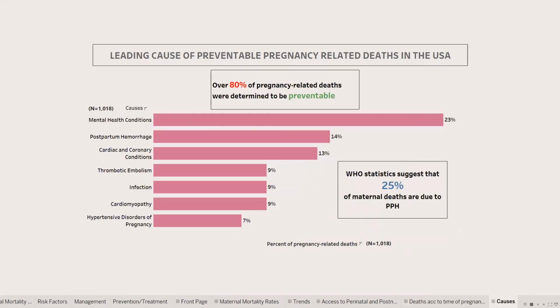As I mentioned earlier, over 80% of pregnancy-related deaths were determined to be preventable. Among those preventable pregnancy-related deaths, over half of the maternal deaths are attributable to mental health conditions and postpartum hemorrhage. According to WHO, postpartum hemorrhage is one of the leading causes of pregnancy-related deaths, affecting 3 to 10% of deliveries and accounting for nearly 25% of maternal deaths worldwide.